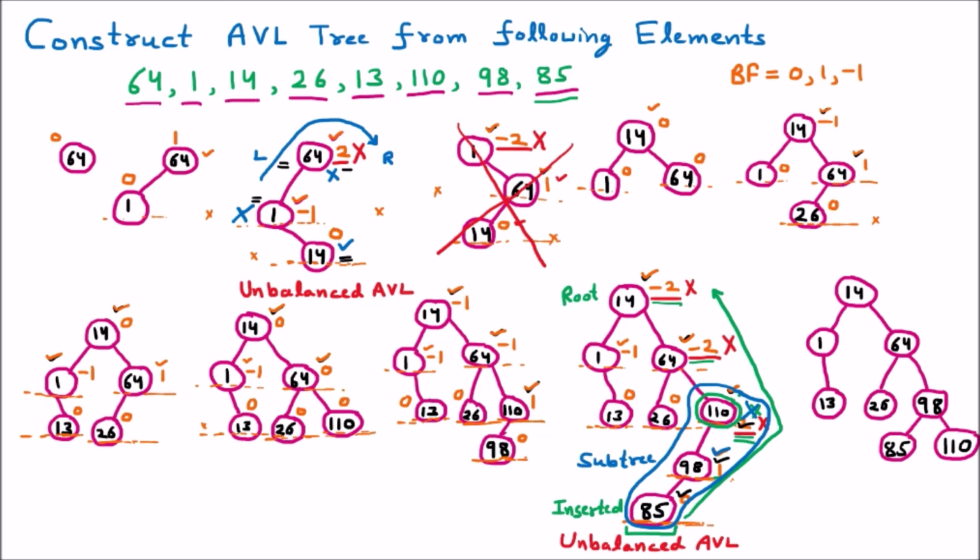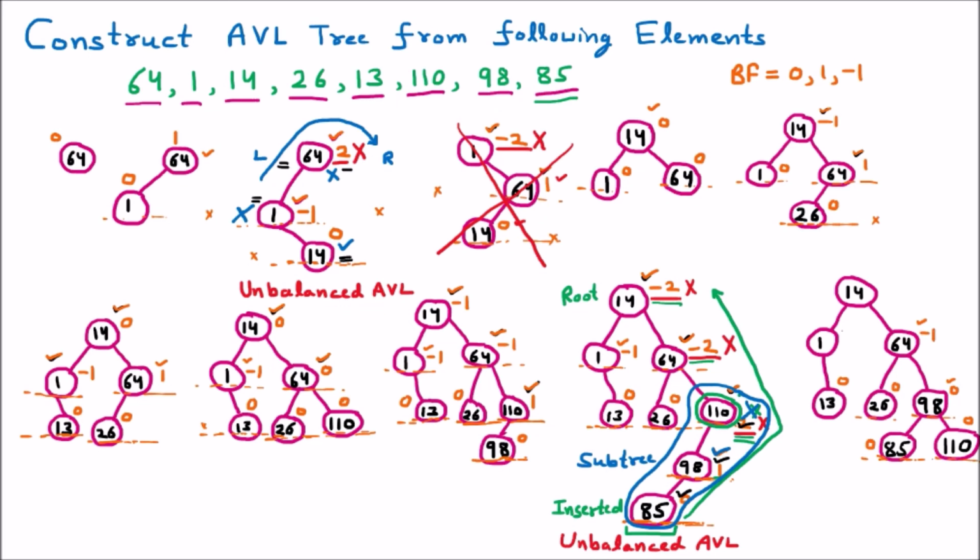Now is this rotation proper? To find out, we have to find the balancing factor of each node. We know that all the leaves have balancing factor 0. So 85, 110, 26 and 13 have balancing factor 0. Now find the balancing factor of 98. In 98 we have one level on the left and one level on the right, so 1 minus 1 is 0. Find the balancing factor of node 64. Here on the left we have 1, on the right we have 1 and 2. So 1 minus 2 is minus 1 balancing factor.